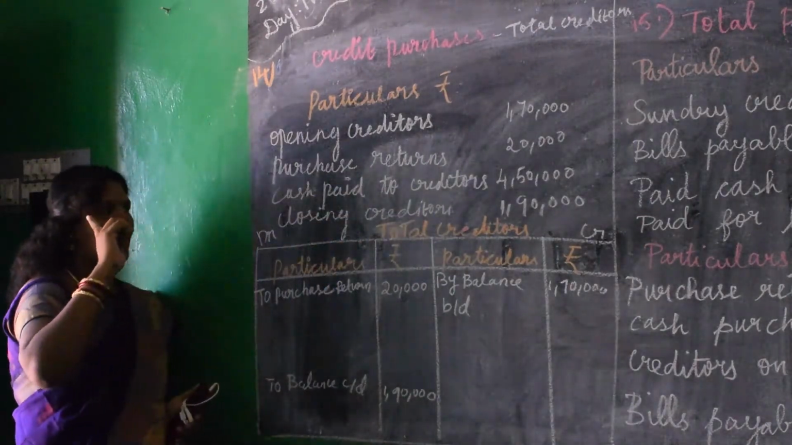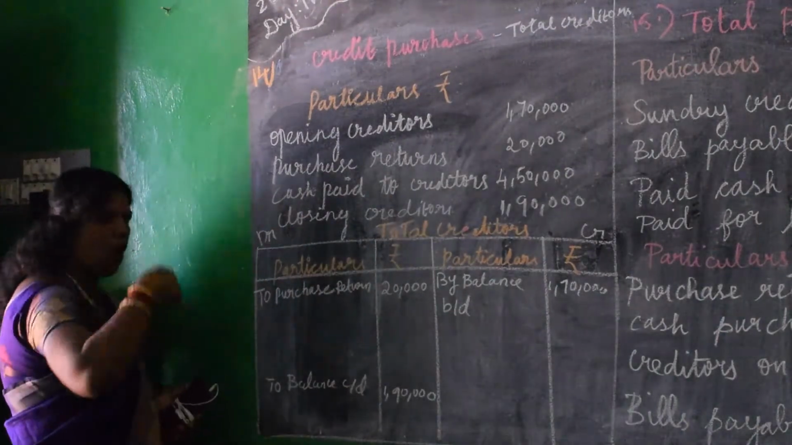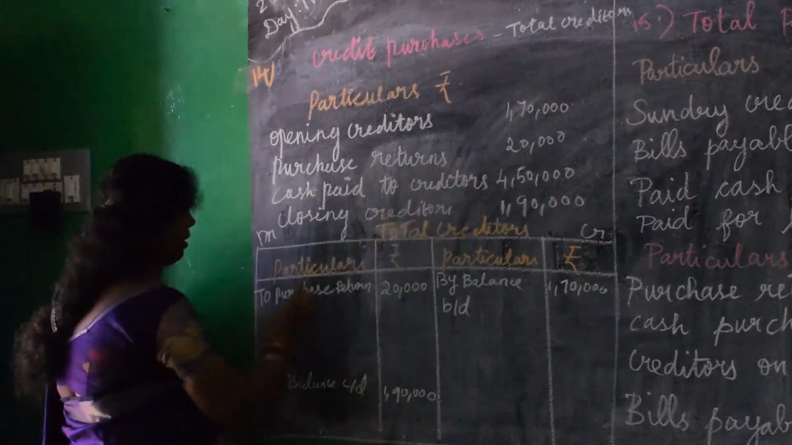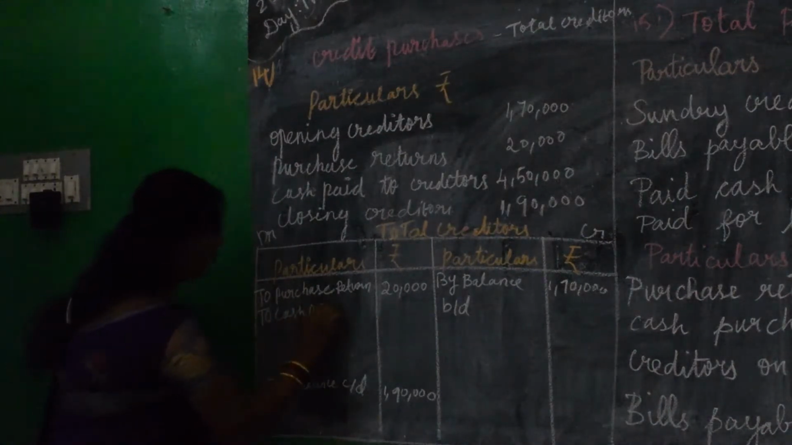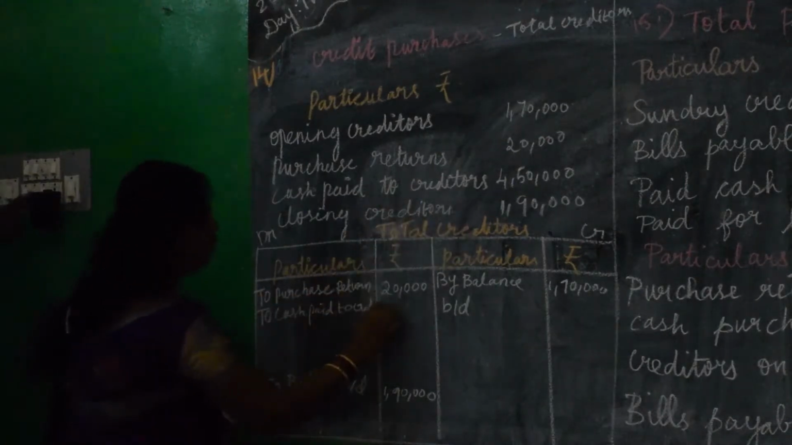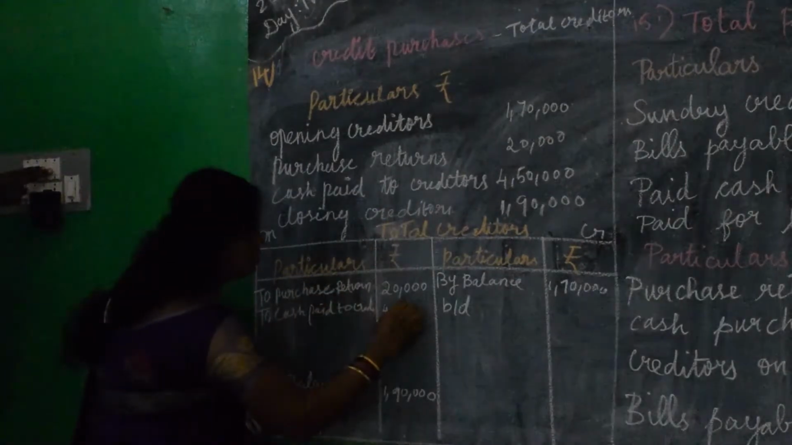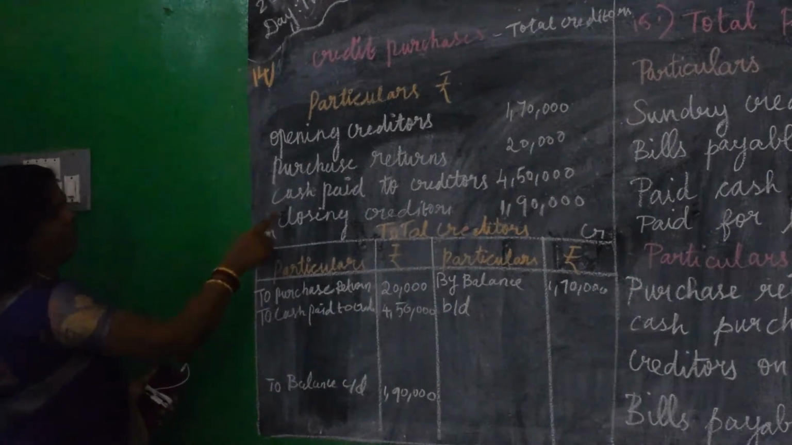In the total debtors, what did you write? Cash received from the debtors. Here, what is the opposite? Cash paid to the creditors, right? To cash paid to creditors. How much? 4,50,000. Next. Is there anything missing here?